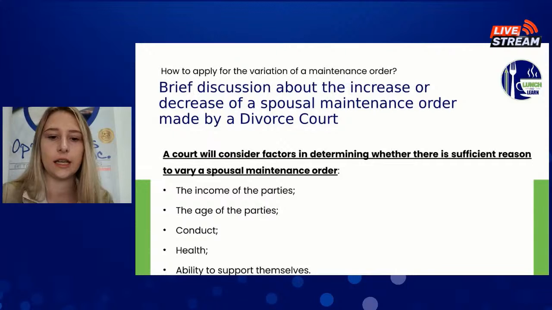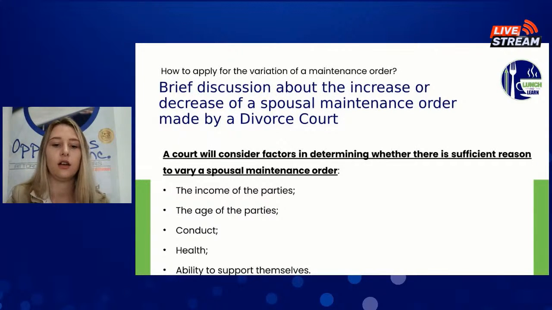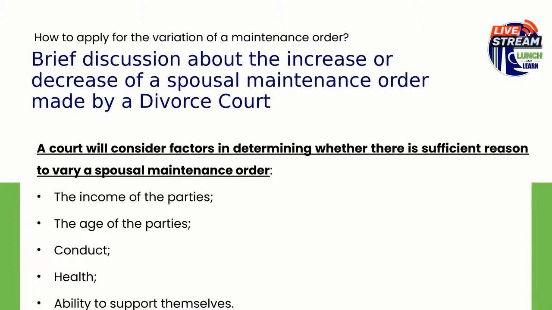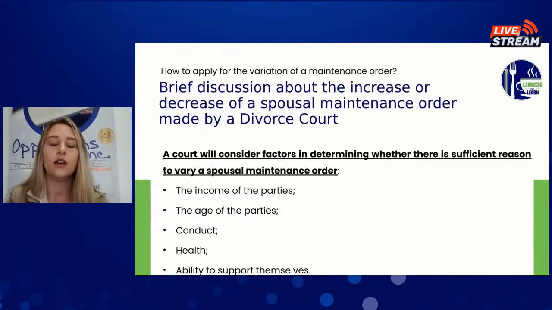So a court will consider factors in determining whether there's sufficient reason to vary a spousal maintenance order. These factors are the income of the parties, the age of the parties, conduct leading up to the divorce, the health of the parties, and their ability to support themselves. All of these factors are considered in deciding whether there's sufficient reason to vary a spousal maintenance order.